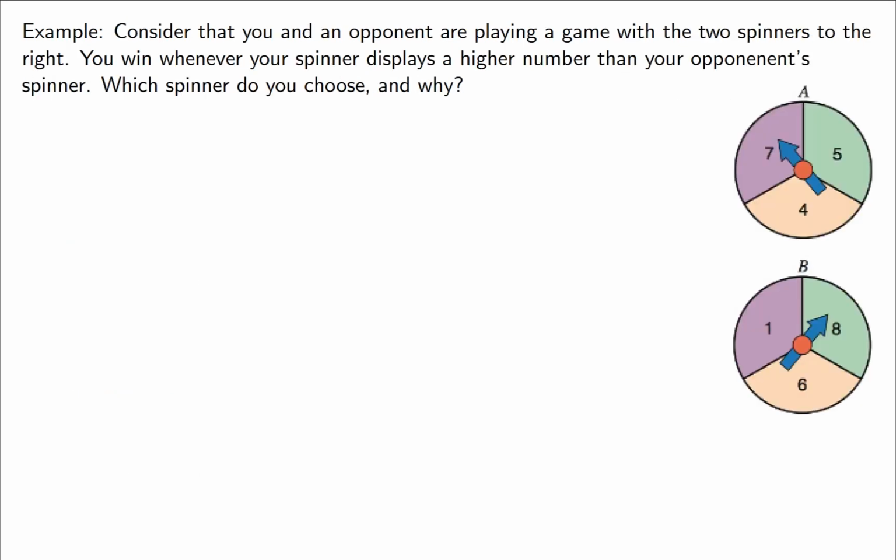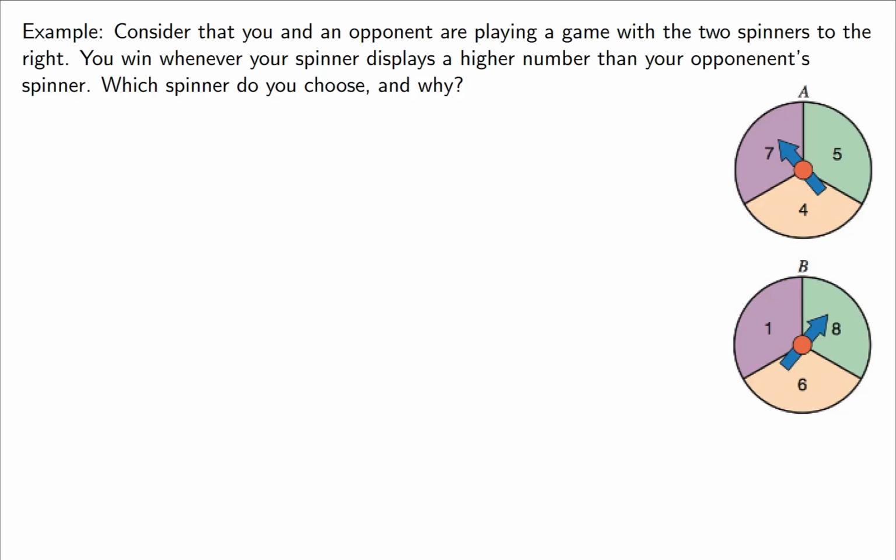Last example. This is a little piece of what we call game theory, trying to find a winning strategy of some kind. Consider you and an opponent are playing a game with 2 spinners that you see below. You will win every time you both spin your spinner, and yours has a higher number than your opponent's spinner. Should you choose spinner A or spinner B, and why?